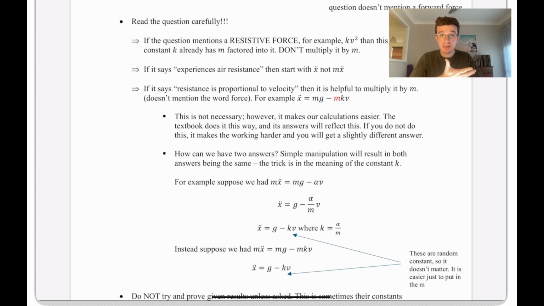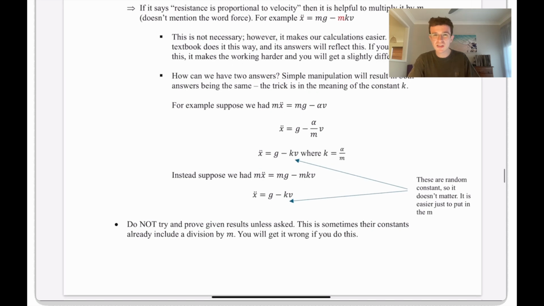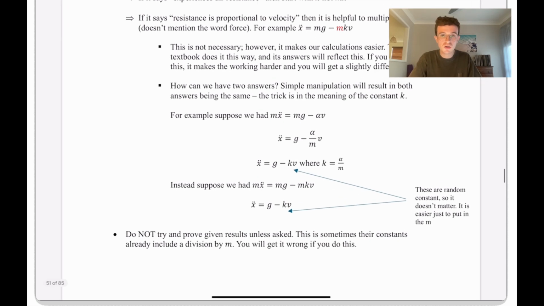Now in the HSC, they're not going to introduce this ambiguity. They're going to make it very plain what they want you to do. So generally we're not going to do this, but sometimes putting this m here makes our calculations easier. So why is that allowed? Why can we do something that's wrong? Well, it's not really wrong.